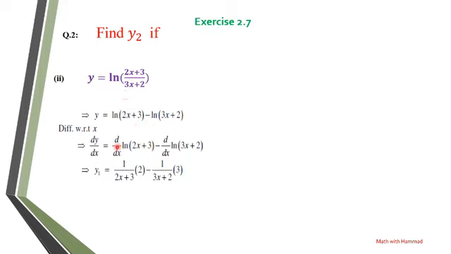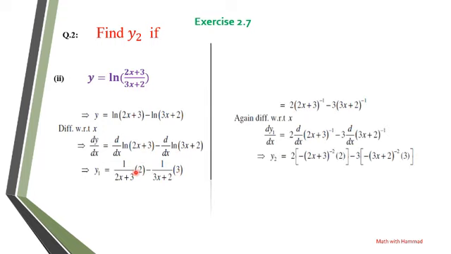Now differentiate with respect to x, and we know that derivative of log x is 1 over x. Here derivative of log of 2x plus 3 is 1 over 2x plus 3 and derivative of 2x plus 3 is 2, and derivative of log of 3x plus 2 is 1 over 3x plus 2 and derivative of 3x plus 2 is 3. Now 2 into 2x plus 3 raised to power minus 1, minus 3 into 3x plus 2 raised to power minus 1. Again differentiate with respect to x, 2 as it is.